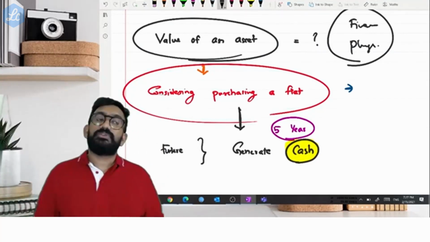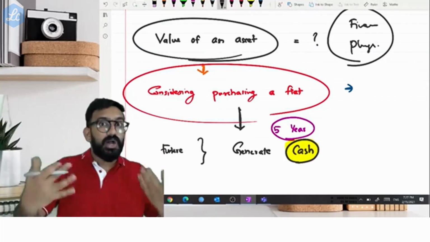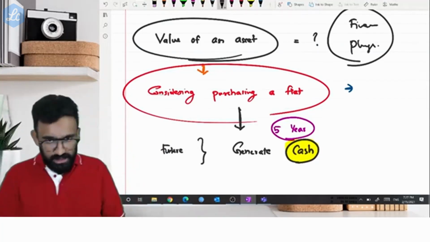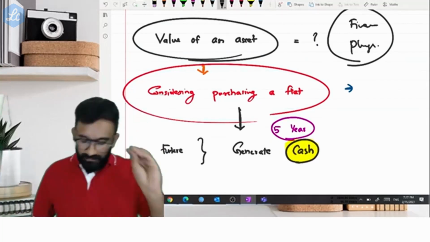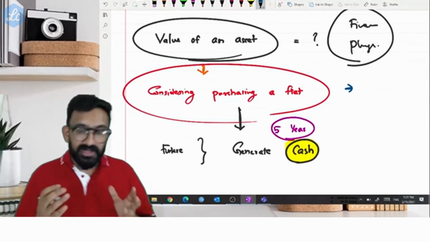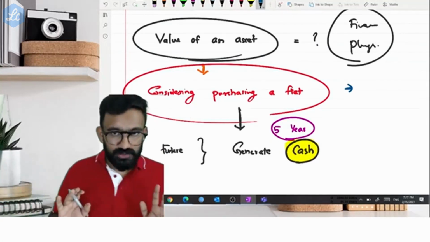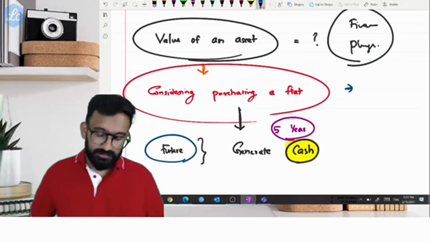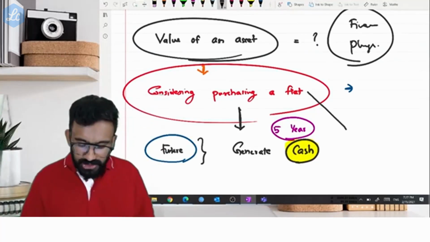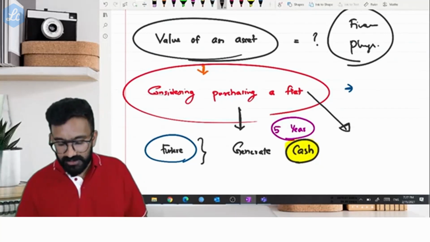If it is for an infinite number of years, then how can we do it? We will check that slowly. But let's try to understand if it's for 5 years, definitely this particular asset is going to generate cash for me. This is my future benefit. Now, what will be the cash that a flat can generate for 5 years?